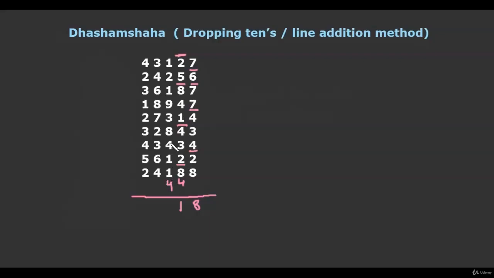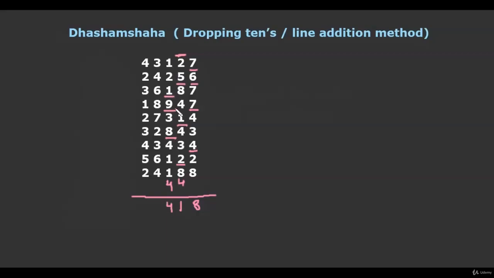5 plus 1 is 6. 6 plus 4 is 10. So drop 10 over here. 8 plus 3 is 11. So drop 10 over here. Carry 1 to the next number. 1 plus 9 is 10. Drop 10 over here. No carry. 1 plus 2, 3. 3 plus 1 is 4. So this is the final remainder.